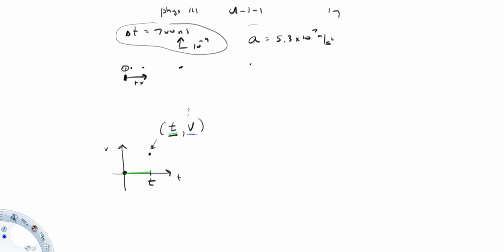I'll do this in blue. And the v is this distance. And if we assume constant acceleration, that means a linear velocity graph. Now remember, acceleration is delta v over delta t. You have a delta t, calculate your delta v.